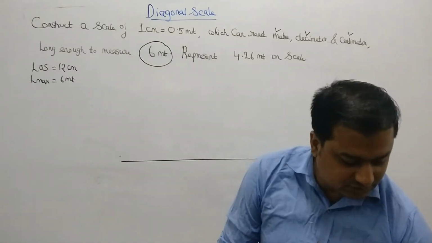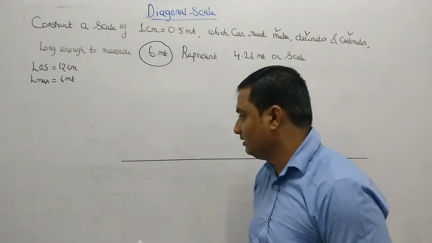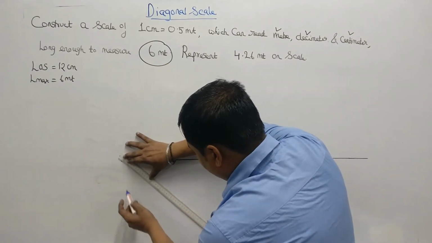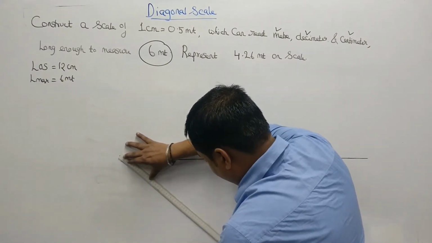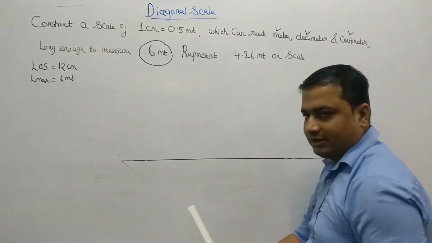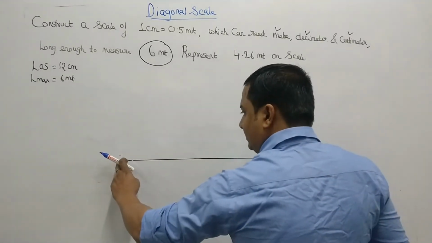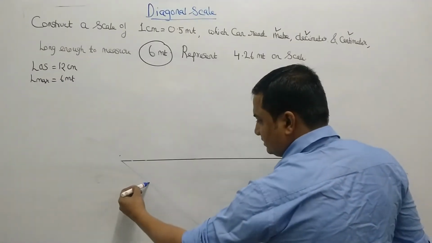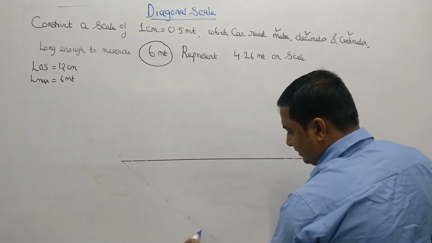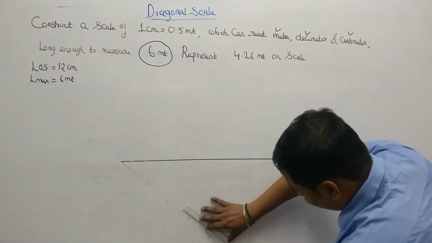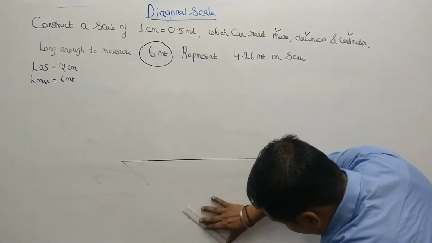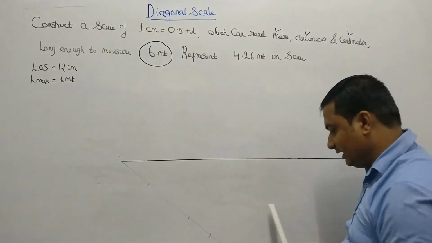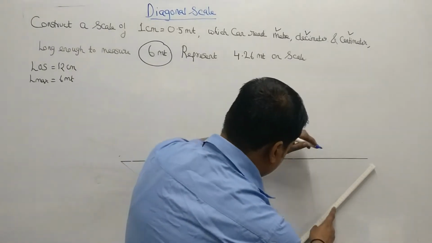So divide this line into 6 equal parts by means of the graphical method. How to divide the line into 6 equal parts? Draw an acute angle line. Take a compass, keep the needle at the starting point of the line, and if you want to divide into 6 equal parts, you will give 6 cuts. First, second, third, fourth, this is 5 and this is 6. Join the last cut to the end point of the line.